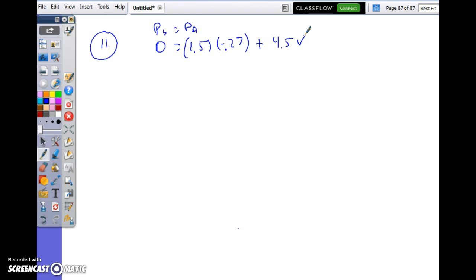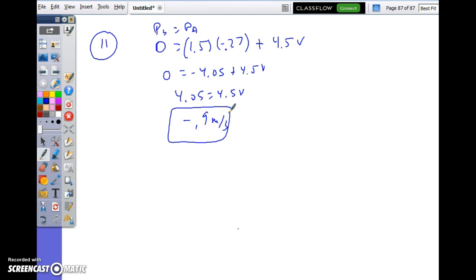1.5 times negative 2.7 gives me negative 4.05, plus 4.5V. Move that over, I get 4.05 equals 4.5V. And I get 0.9, not 0.09, meters per second.